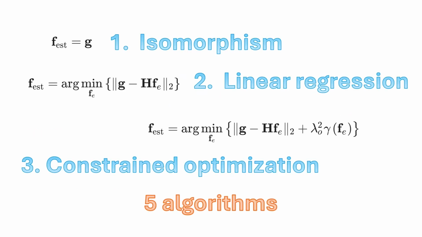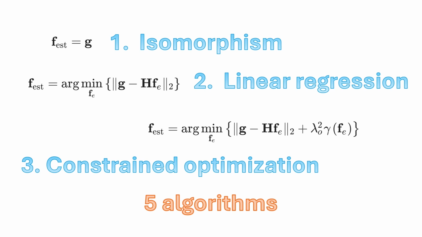In the grand 1,000-year history of artificial imaging systems, there have been 5 basic algorithms for solving this. Number 1, isomorphism. Our estimated scene is the measurement. This is typically what's done with photography: we take a photograph and that's our image. But we can do better than that. So step 2 would be to try linear regression. We have this forward model that describes how the measurements are derived from the object. So we would try to minimize the regression error between our measurements and the forward model operating on the estimated object.